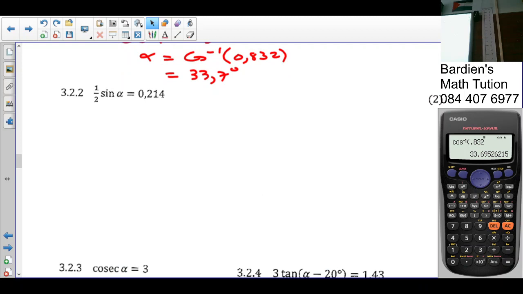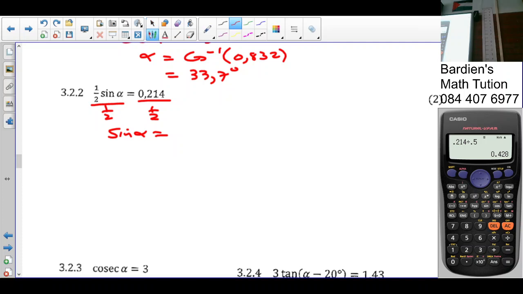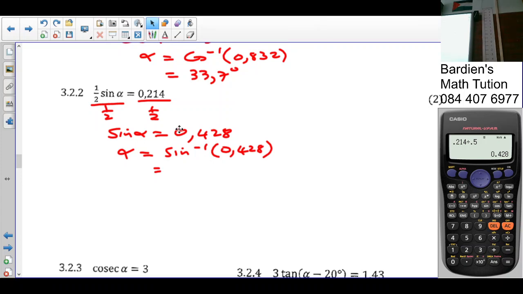We're going to divide by a half first on both sides. So we have, inside, alpha equals 0.214 divided by 0.5, which is 0.428. I could have written its fraction equivalent. Alpha is equal to arcsine of 0.428. You don't need a bracket there, it's just a habit of mine.